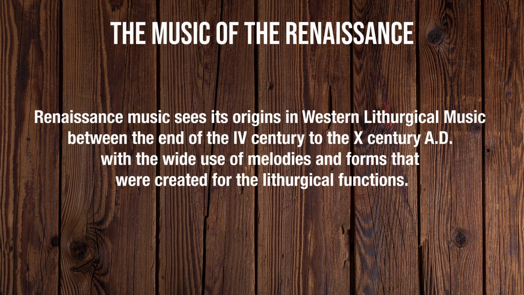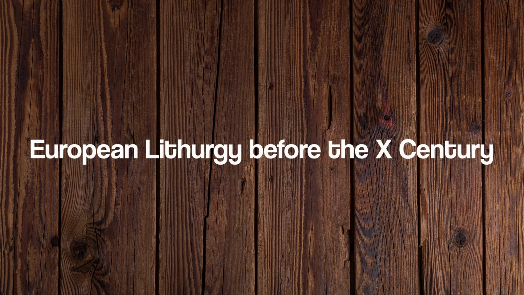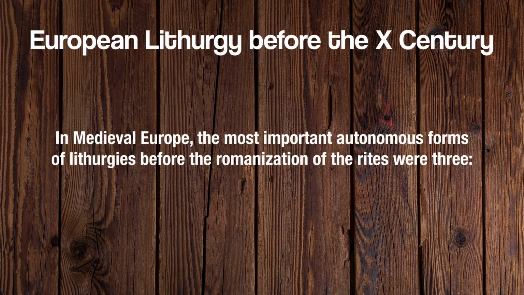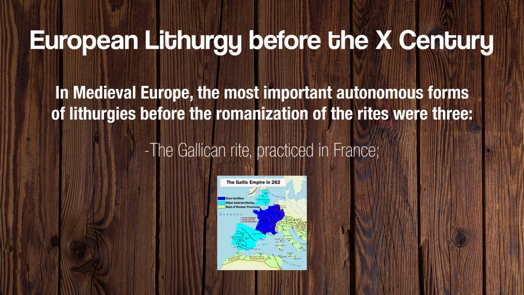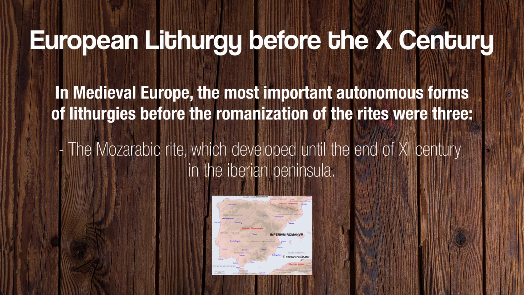Renaissance music sees its origins in Western liturgical music between the end of the 4th century to the 10th century AD, with the wide use of melodies and forms that were created for the liturgical functions. In medieval Europe, the most important autonomous forms of liturgies before the Romanization of the rites were three. The Greek Byzantine rite, which developed in the Eastern Mediterranean Sea, the Gallican rite, practiced in France, the Mozarabic rite, which developed until the end of the 11th century in the Iberian Peninsula.